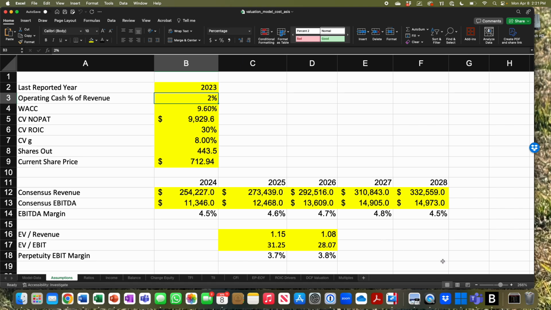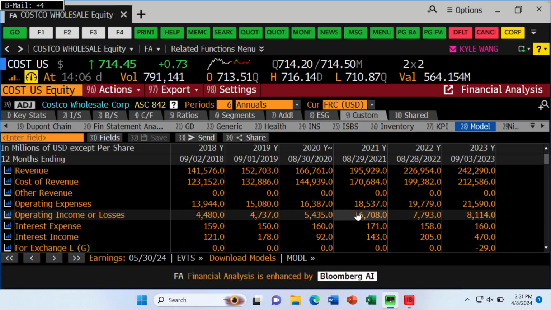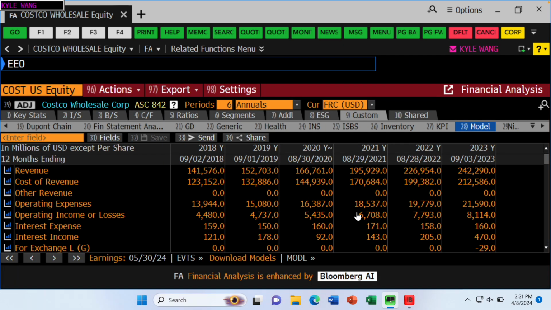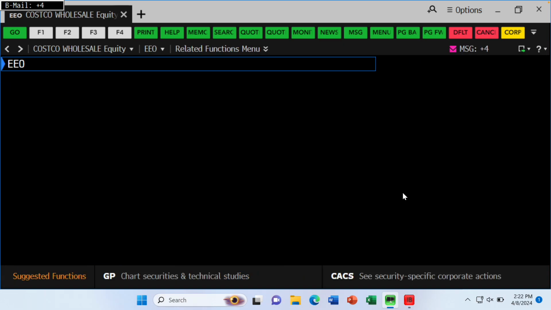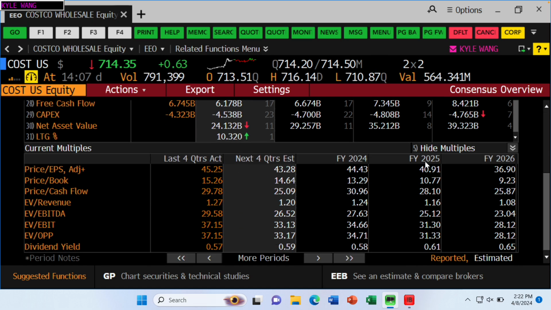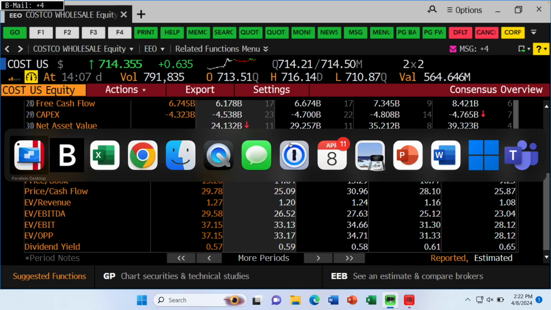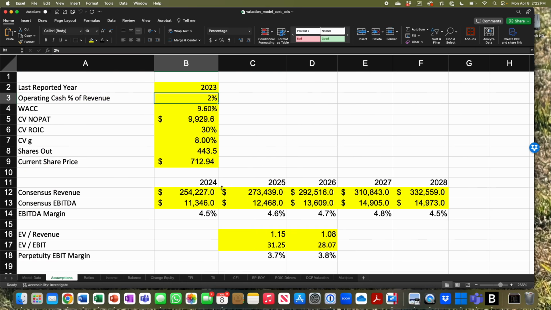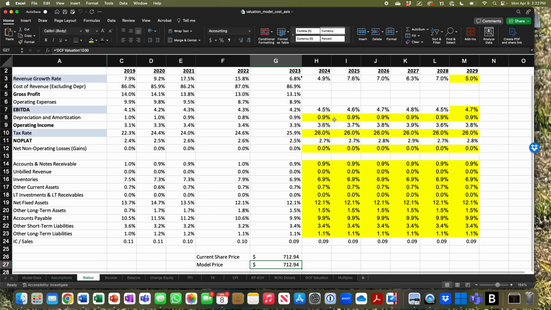Okay. By the way, when you do the EEO, you don't even need to know the years. Down here at the bottom for multiples, forward year 1, 2, 3. These two columns will always be what you need in Bloomberg for our model. Okay. All right. Once you've done that, come over here to ratios.